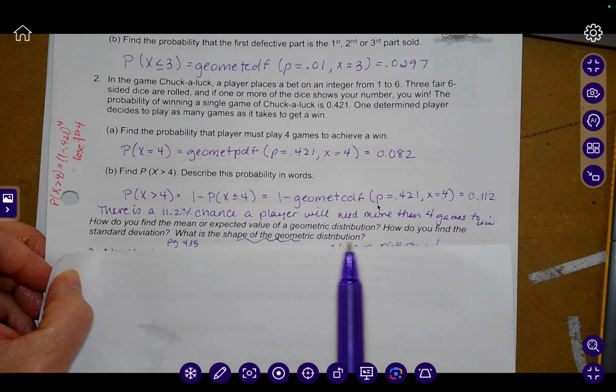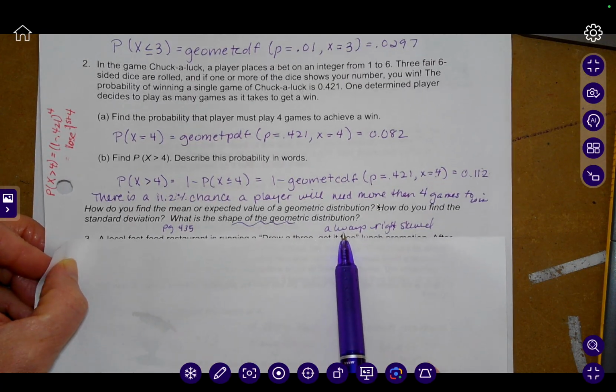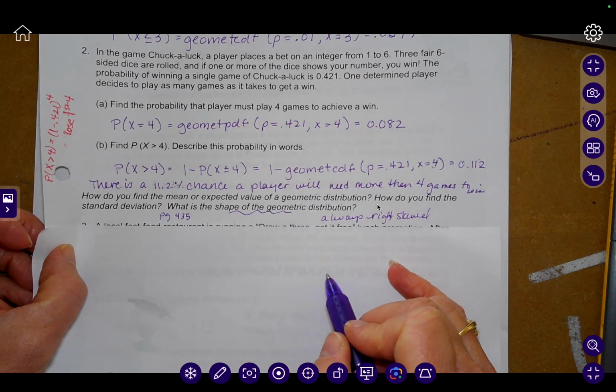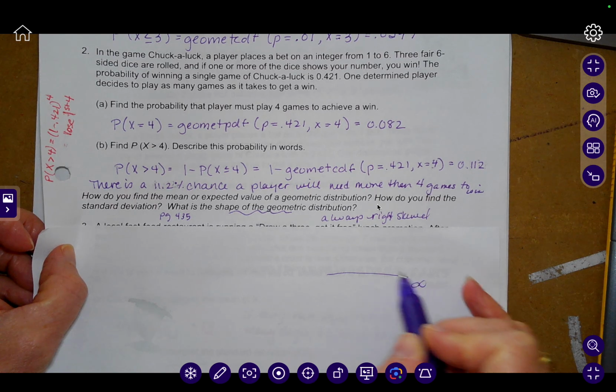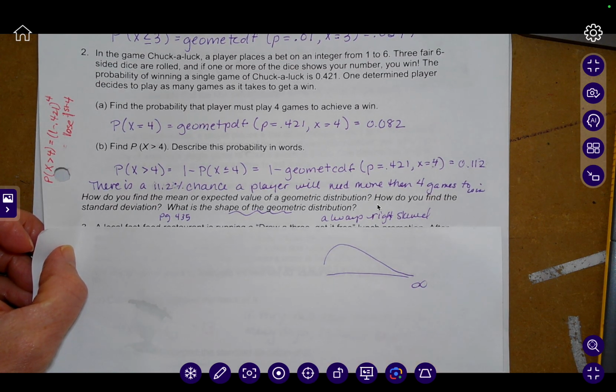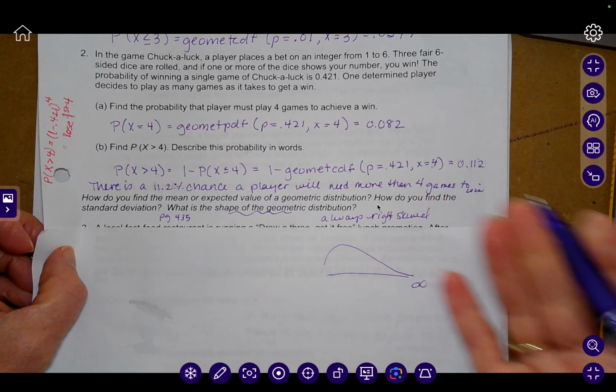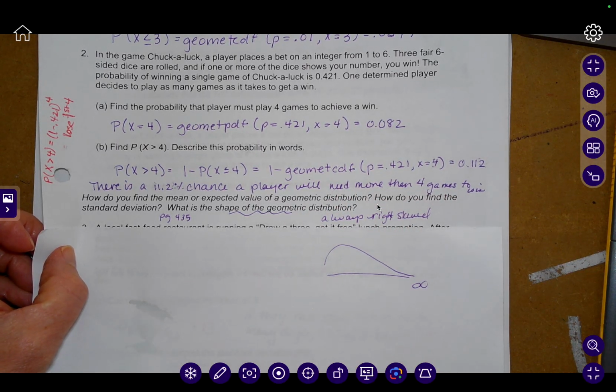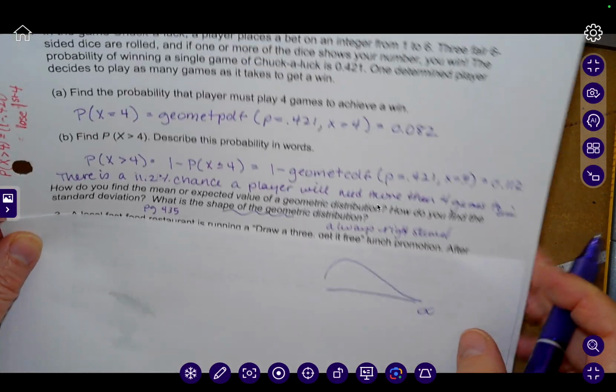The shape. You're always a right skewed distribution. Again, as you go on to infinity, the probability of it taking you that long is going to keep getting smaller. So geometric is always a right skewed distribution.